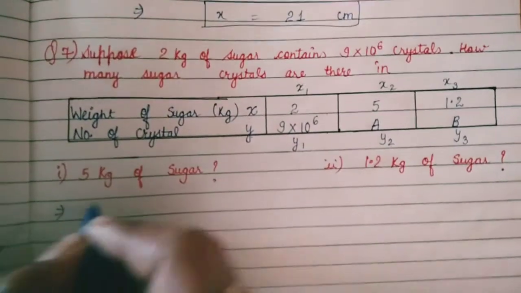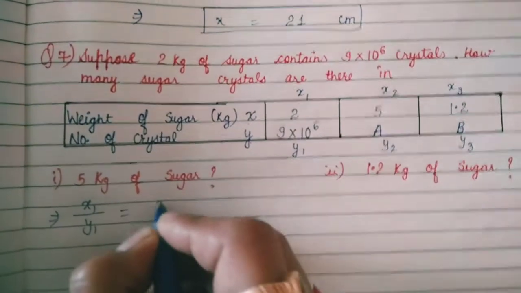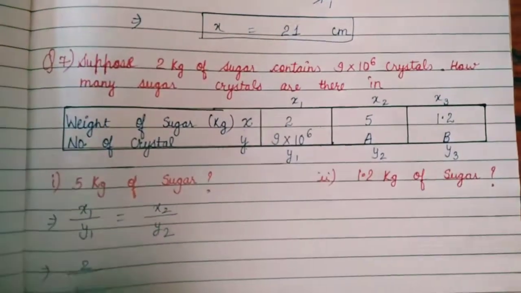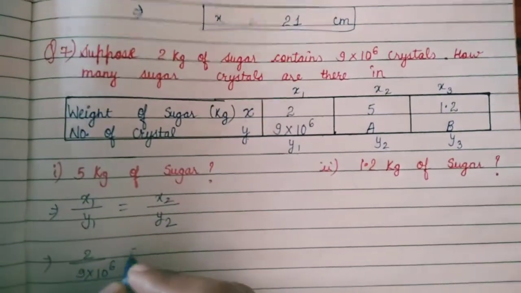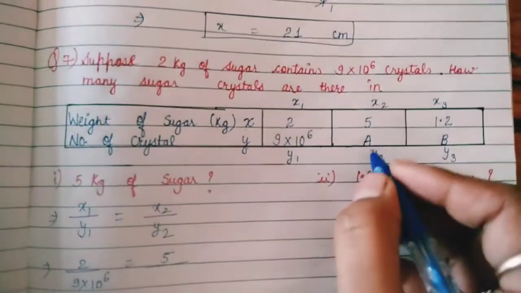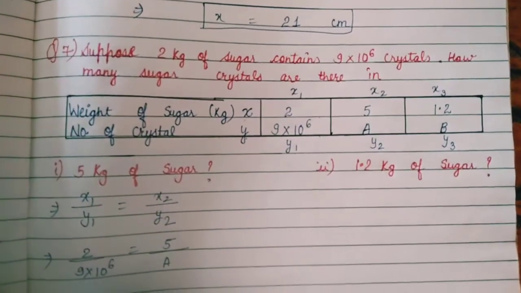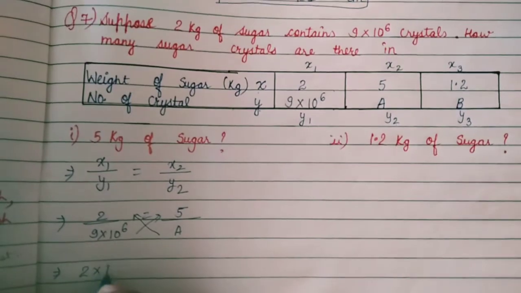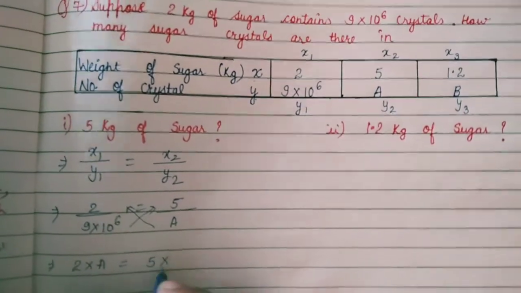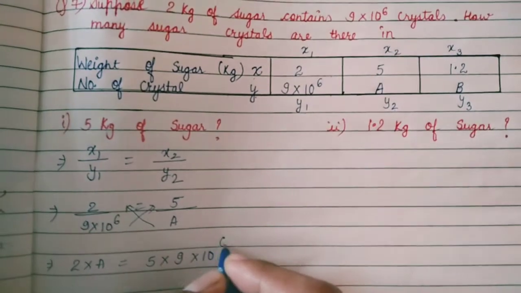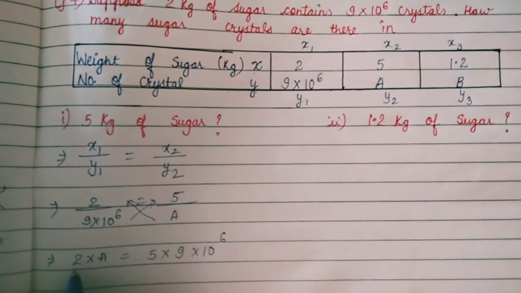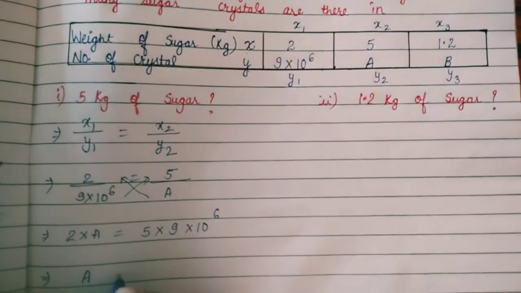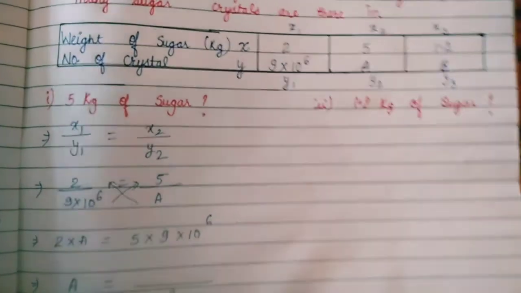So for the first case, x1 by y1 is equal to x2 by y2. x1 is 2, y1 is 9 into 10 raised to the power 6, x2 is 5 and y2 is A, that we need to find. Here we will do the cross multiplication. 2 will multiply by A and 5 will multiply by 9 into 10 raised to the power 6. Here 2 is in multiplication, so it will go to the opposite side in division. So A as it is, and 2 will divide the whole thing.